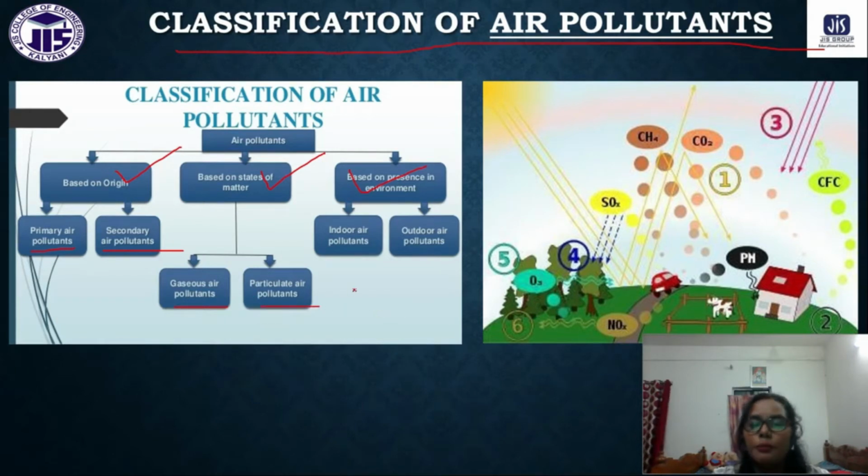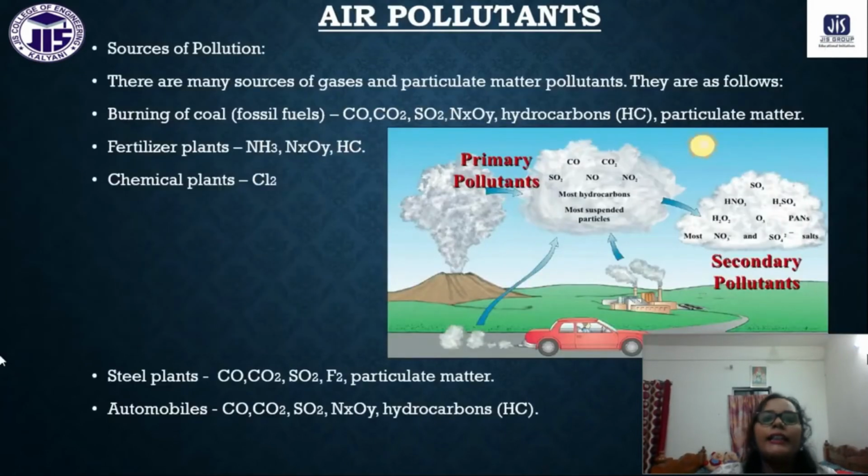Particulate air pollutants, or particulate matter, also you can say. Based on presence in the environment, there are indoor air pollutants and outdoor air pollutants. This is also another type of air pollutants that we have. So these are the types of air pollutants. Now, what are the sources?